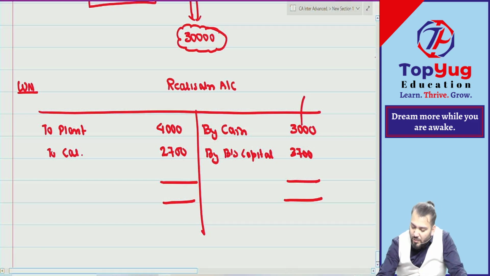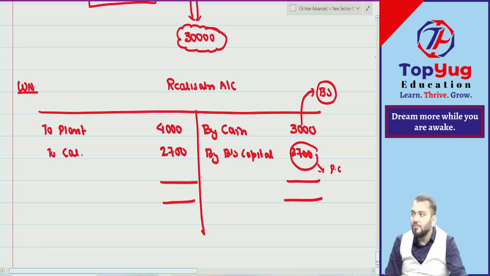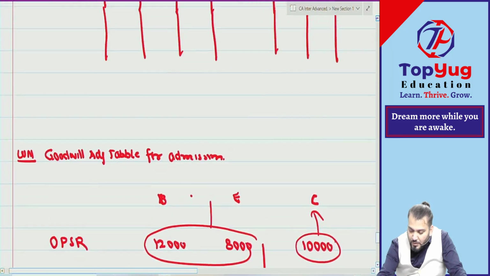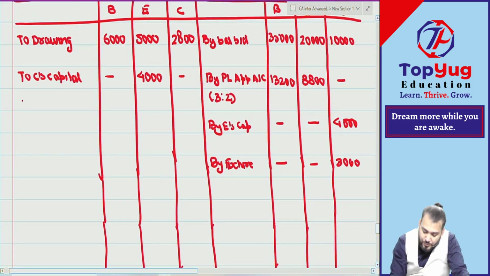Can I say this will be adjusted in the balance sheet? Correct. Can I say this will be adjusted in the partner's capital account? So let us adjust B's capital account. Are you able to understand what I have done? So what journal entry have we done? B's capital account will be debited now. So B's capital account debit to realization account.